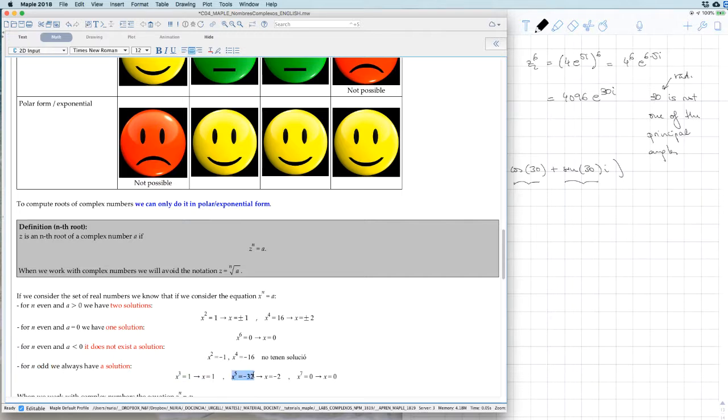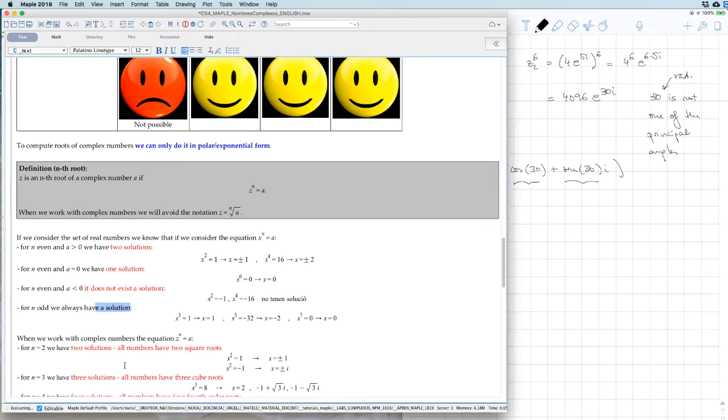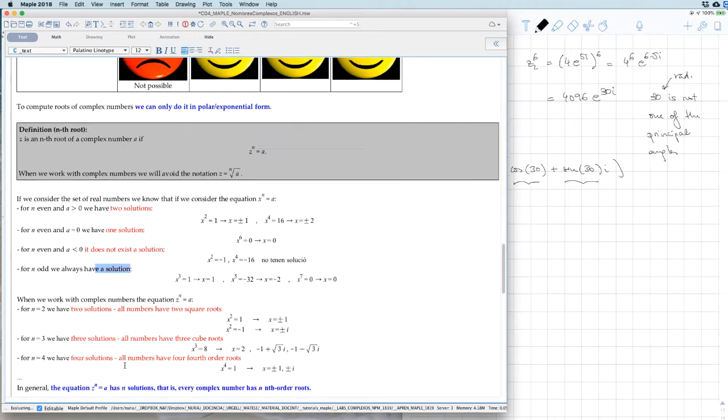x to the power 5 equal to minus 32 has x equal to minus 2 as a solution, or this one has 0 as a solution. So if we work with real numbers, these kinds of equations can have different numbers of solutions: 2, 1, none, or 1. What happens if we work with complex numbers?